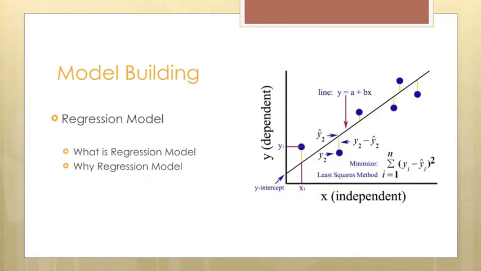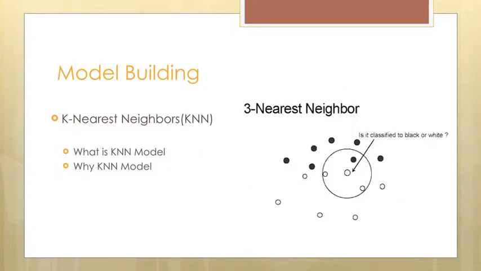Coming to the regression model, it is basically used for creating a relationship between the scalar dependent variable, which is count in our case, and one or more independent variables, like working day, season, temperature, etc. K-nearest neighbor is a pattern recognition statistical method. A new sample is classified by calculating the distance to the nearest neighbor training case.